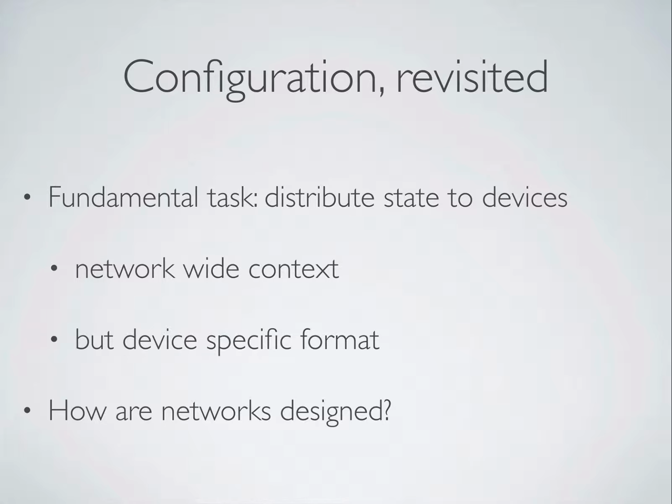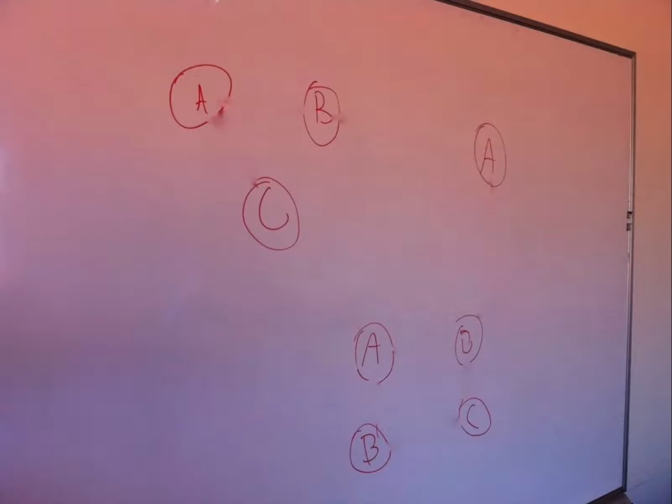The fundamental task of network configuration is to distribute state to the network devices. This state has a network-wide context, but must be expressed in a device-specific format in the low-level configuration, whether that's Quagga, IOS, IOS XR, or a different format. We looked at how networks are designed in order to get insight into the configuration process.